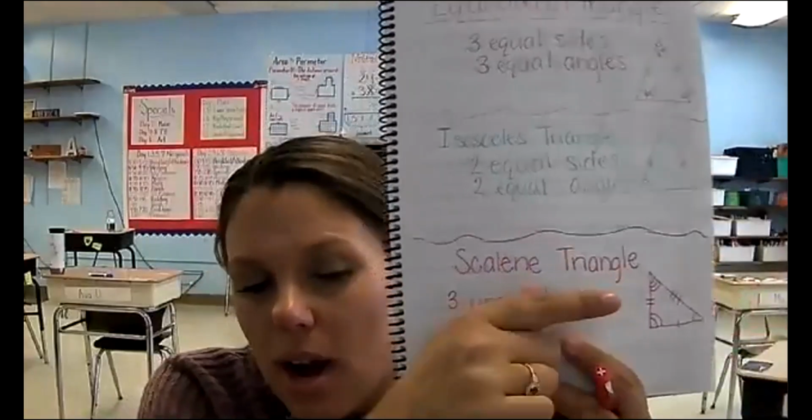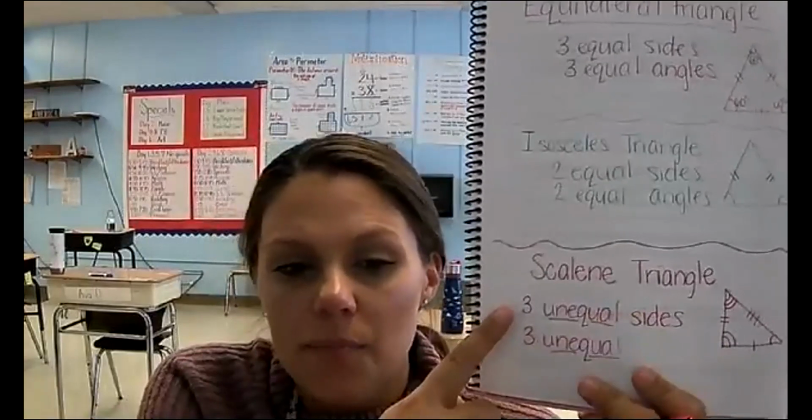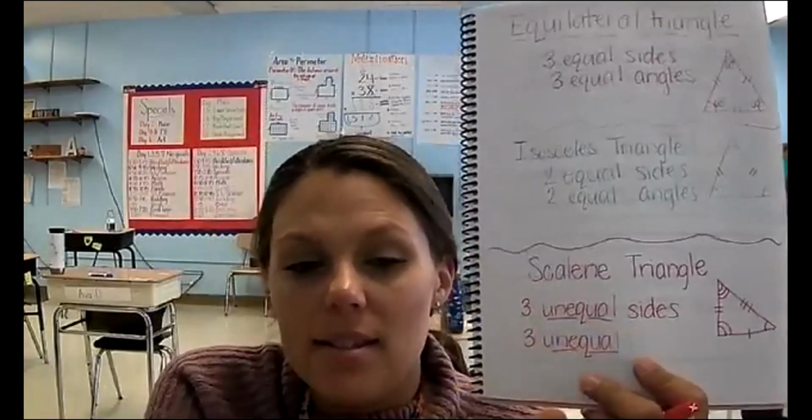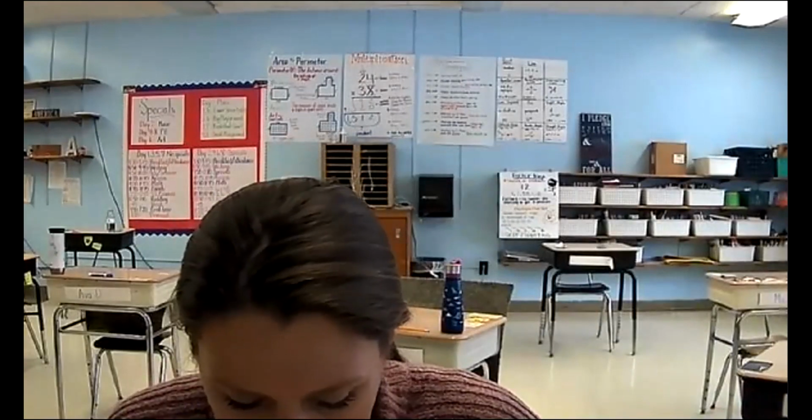So in your note sheet, you can write a few things. I did scalene triangle. I drew my picture. 3 unequal sides, 3 unequal angles. Forgot the word angles. And those are our 3 triangles we're going to focus on today.